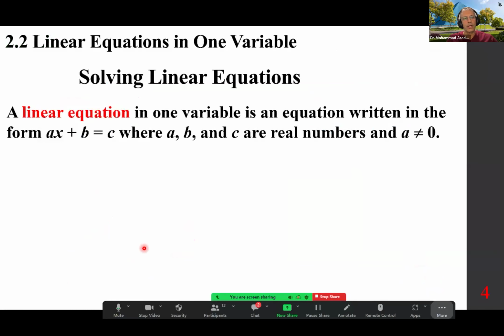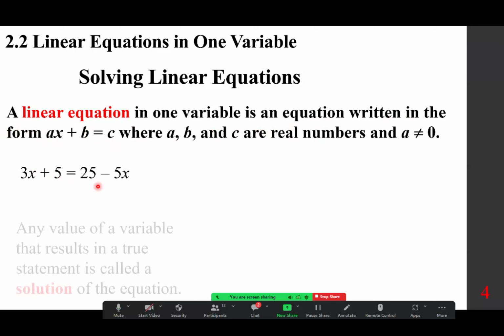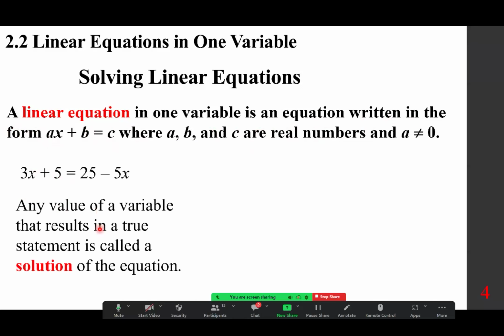Solving linear equations, let's see how we do that. A linear equation in one variable is an equation written in the form of ax plus b equals c, where a, b, and c are real numbers. And a is the one that can't be zero because then you don't have any x to solve for. So for example, 3x plus 5 is 25 minus 5x. Any value of a variable that results in a true statement is called a solution of the equation.